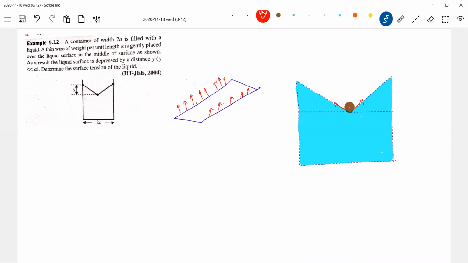Able to imagine? So along the length, the force will make an angle. Let this angle be theta. This is y, this is a, this is a. So we can write tan theta here, and the force due to surface tension will balance the weight.